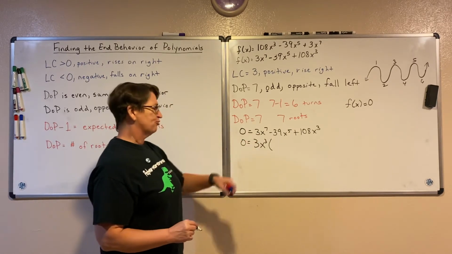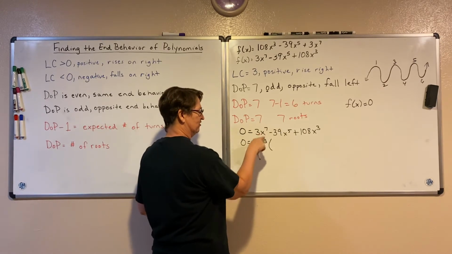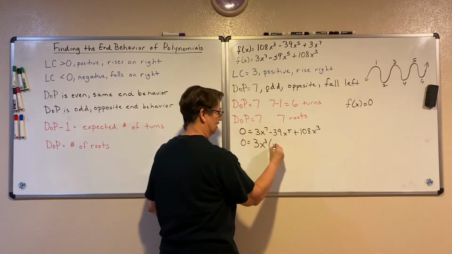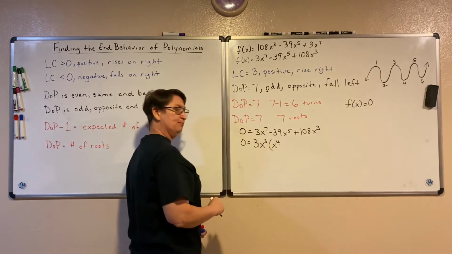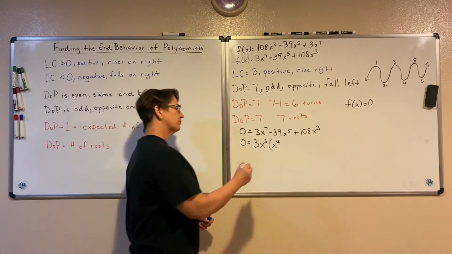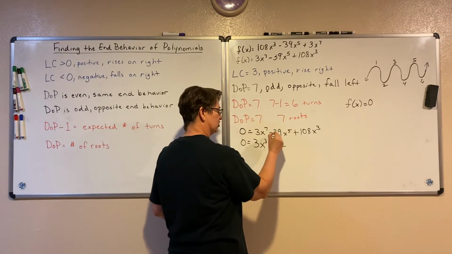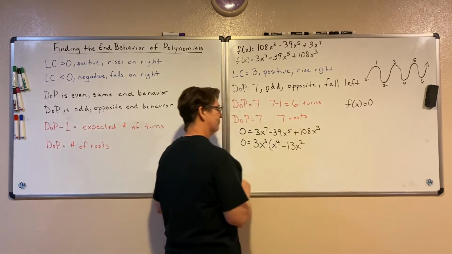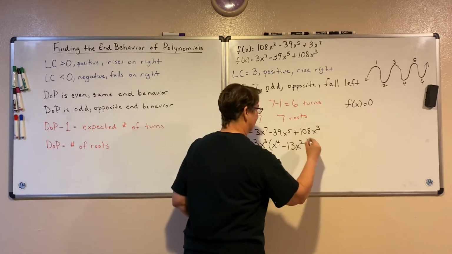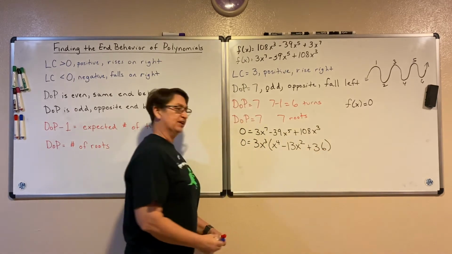If I factor out a 3x cubed here, that leaves me, I divide 3x to the 7th power by 3x cubed, and you end up with 3x to the 4th. Notice if I multiply those, I get 3x to the 7th. I divide my 39x to the 5th by 3x cubed, and I get 3x squared. And then here I divide and I get 36.